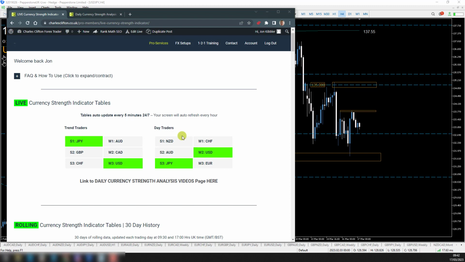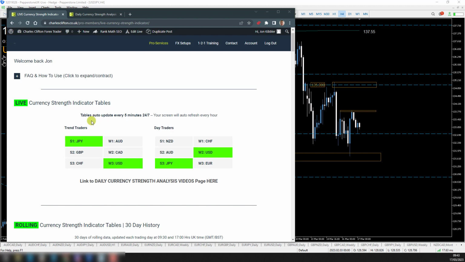We have two types of tables. These are the same studies, just highlighting different time frames. You can see here some of the currencies are highlighted in green. That means there is a confluence between these trading time frames, and that's where we'll be focusing some of our attention in these videos. The tables auto-update every 5 minutes 24/7, meaning that our members can see how the market stands right now in real time.